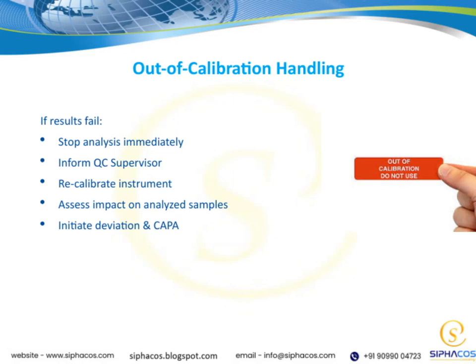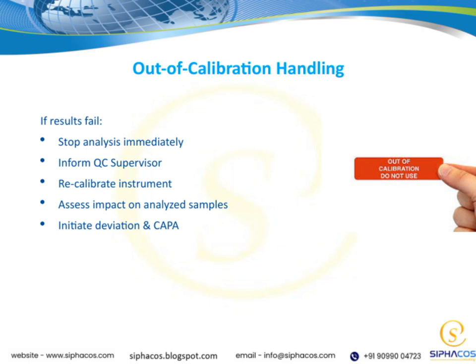When we encounter out-of-calibration results, the first and most important step is to stop the analysis immediately. This helps prevent any inaccurate data from impacting our overall results. Next, it's crucial to inform the QC supervisor right away so they are aware and can provide guidance on the next steps. We then need to recalibrate the instrument to bring it back within acceptable limits, ensuring the accuracy of future results. After recalibration, we should assess the impact on the analyzed samples. This helps us determine if any data needs to be reviewed or reprocessed.